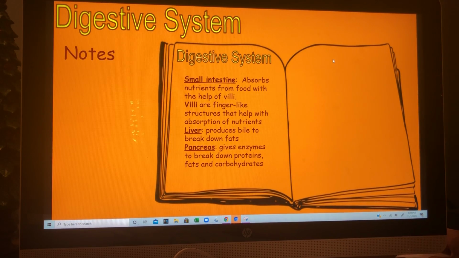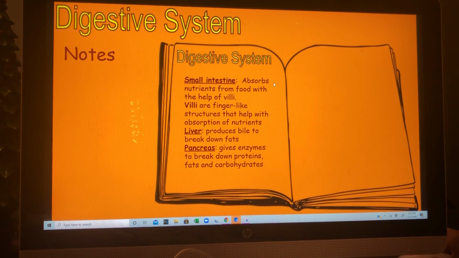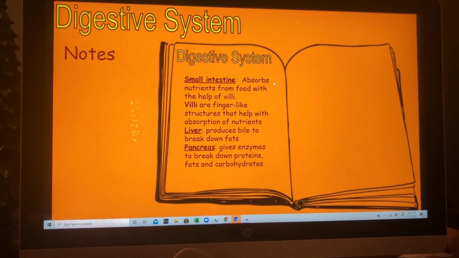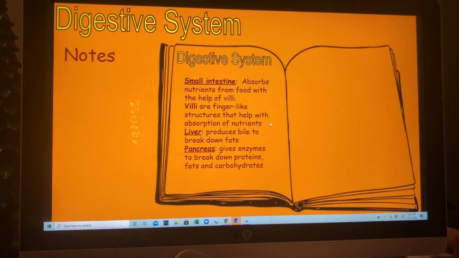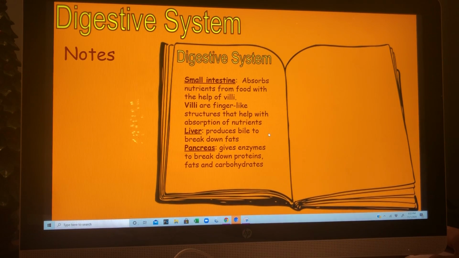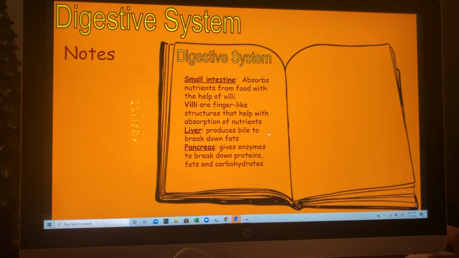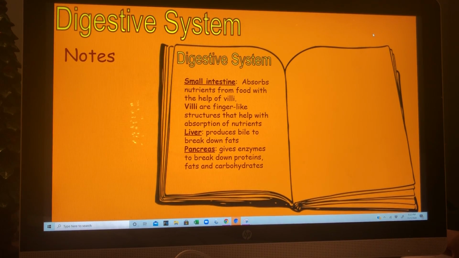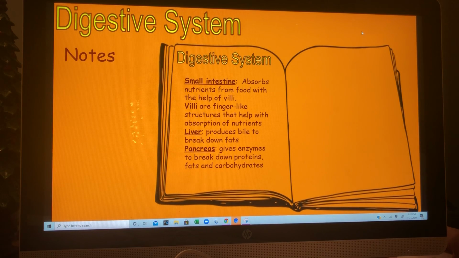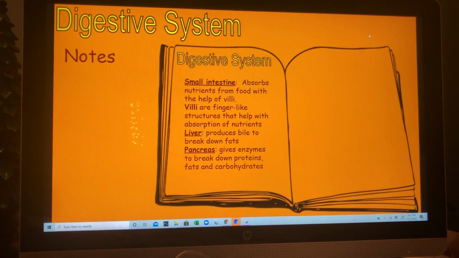In your science notebook, you will write down: small intestine absorbs nutrients from food with the help of villi. Villi are finger-like structures that help with the absorption of nutrients. The liver produces bile to break down fats, and the pancreas gives enzymes to break down proteins, fats, and carbohydrates. That's all during digestion. If you need some extra time, please press pause and press play when you're ready to move on.